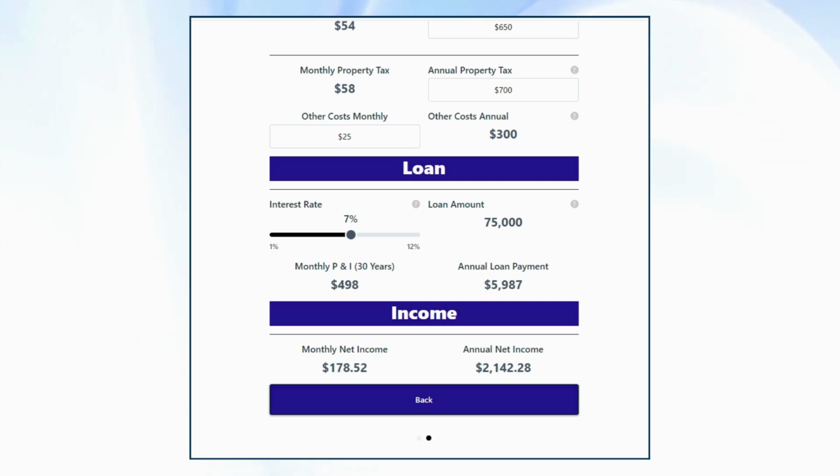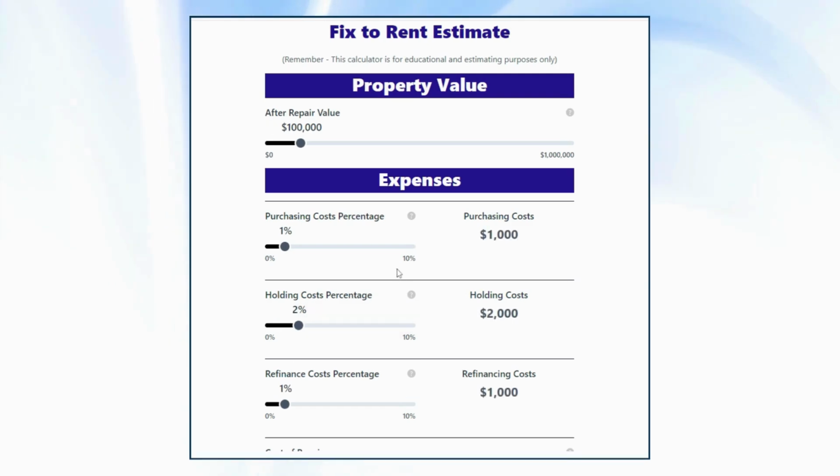And so use the calculator, see how things work, understand how if you want to refinance and take all your money out so you don't have any trapped funds there, you've got to manage the deal to get there. So practice, review, go back in, test your assumptions, and then see how to use the fixed to rent estimate calculator.